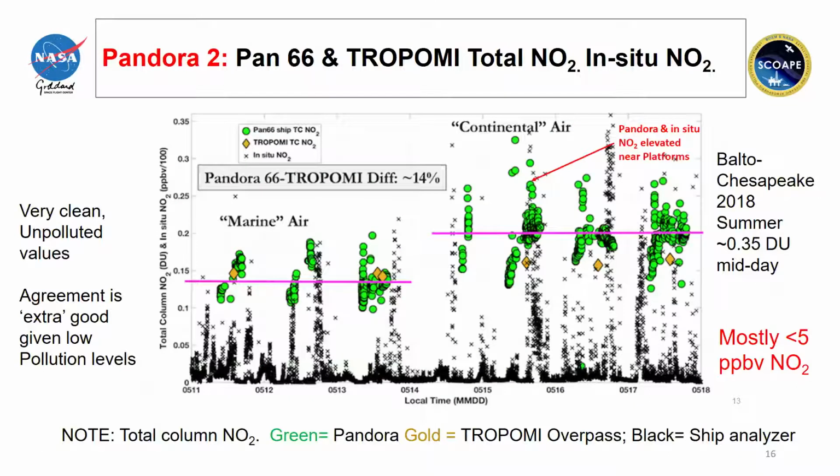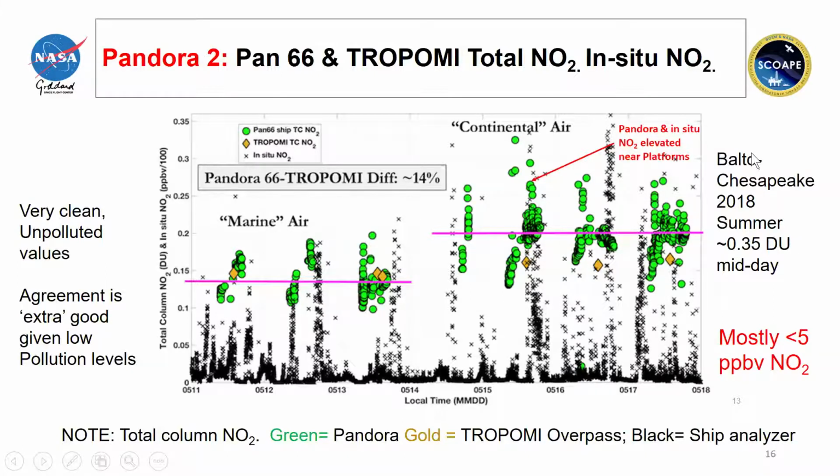How about how Pandora 66 did? How did it do on the ship? How did it compare to our in situ data, which is here in the black, and the Pandora, again only measuring during the day, the green, and the TROPOMI overpasses, which are the gold? The first thing to comment on is what I mentioned earlier. I just showed you at LUMCON measurements that were often above 0.25.